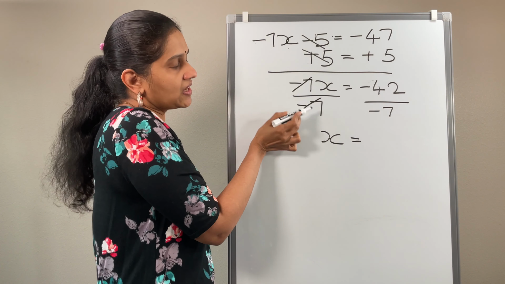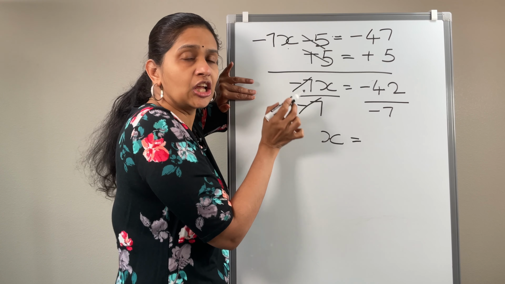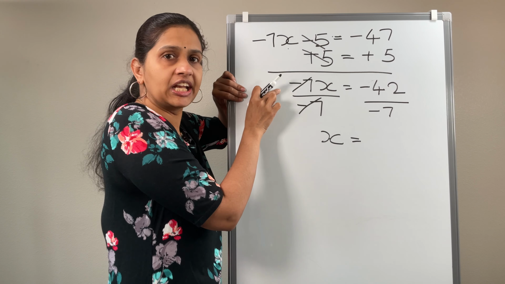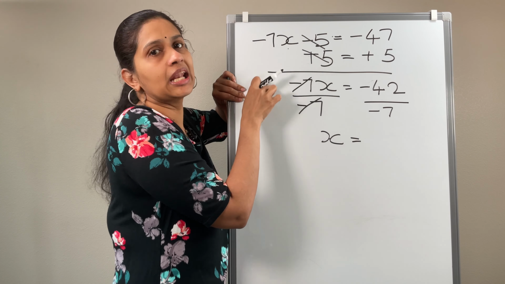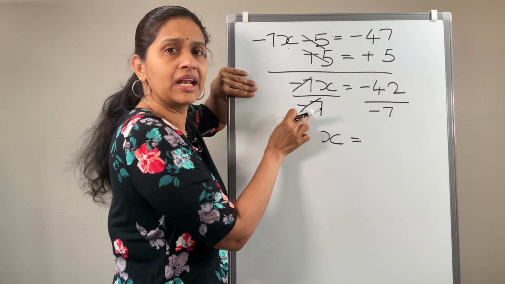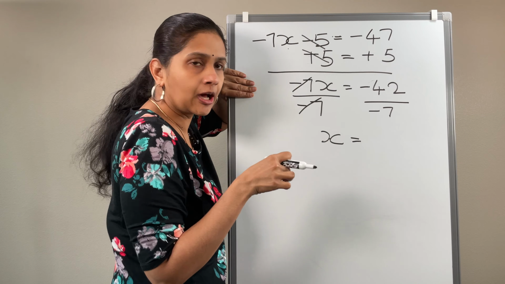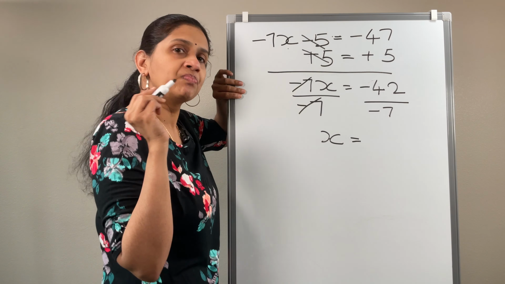So negative 7, why are you dividing by negative 7? In order to isolate the x, this negative 7 should be avoided. So what is the way to avoid the negative 7? You have to divide it by negative 7 so that this negative 7 and this negative 7 will get cancelled out and the variable x will become isolated.